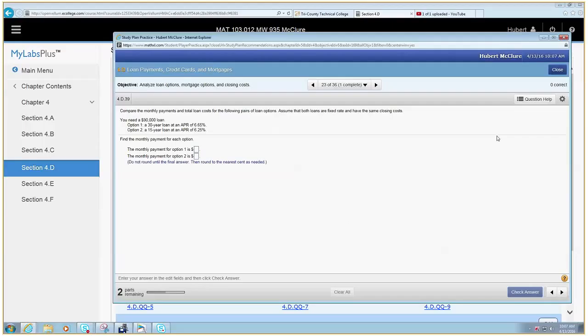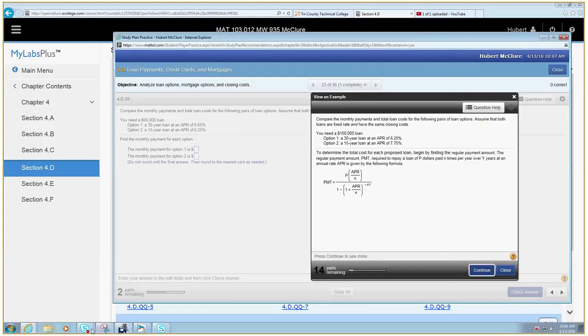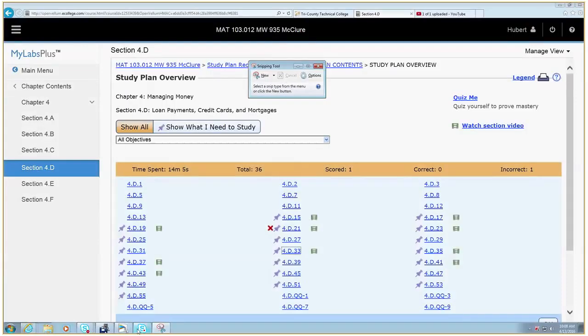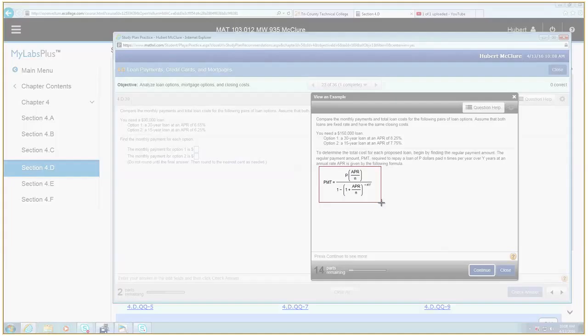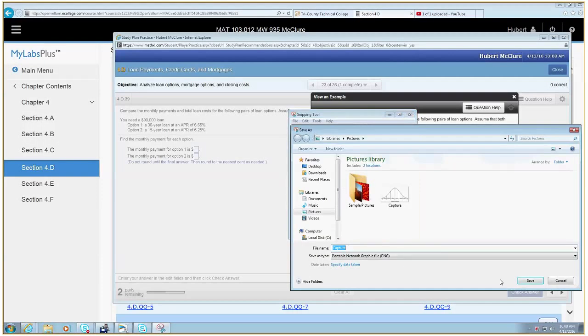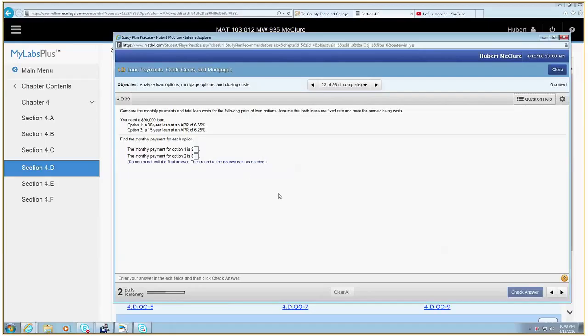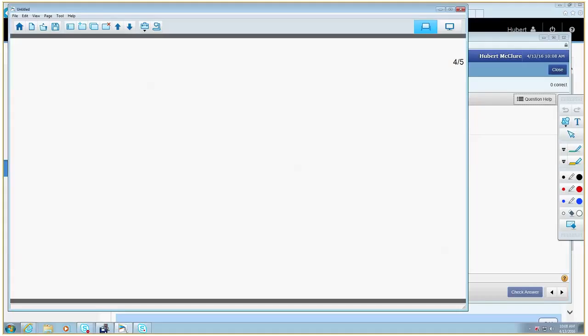Maybe if I hit question help, view an example. There it is. Now I can go to the snipping tool, new. Give me a second. There. Snipping tool. Save, capture, yes. There we go. All right, now we'll pull in our handy dandy whiteboard. We're going to have to make the whiteboard smaller because I'm going to have to split screen.